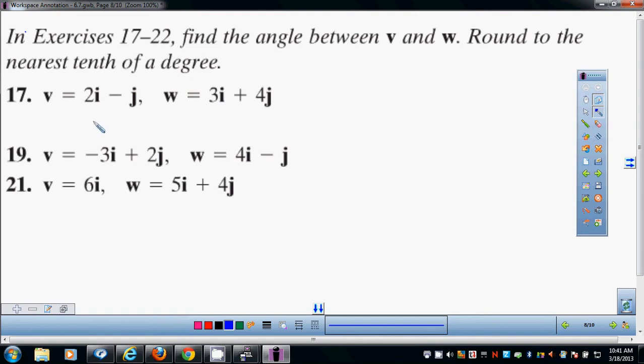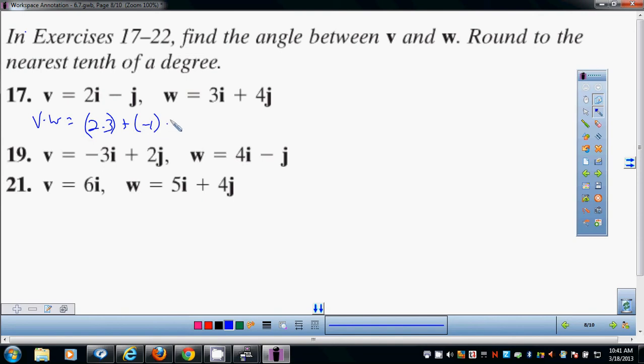Alright, so first thing we have to find is V dot W, which is 2 times 3 plus negative 1 times 4. What's that dot product going to be? Dos? Dos. Good.